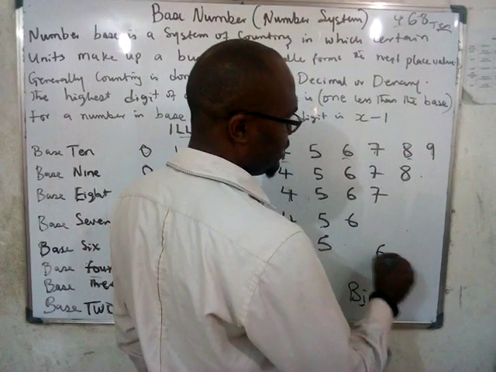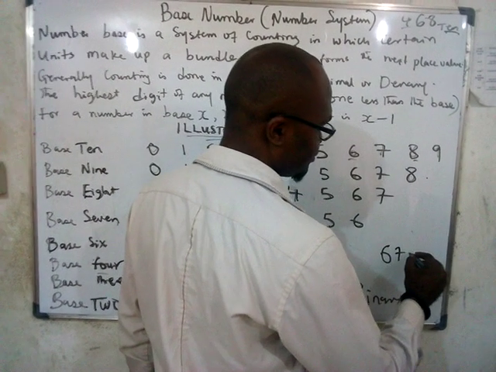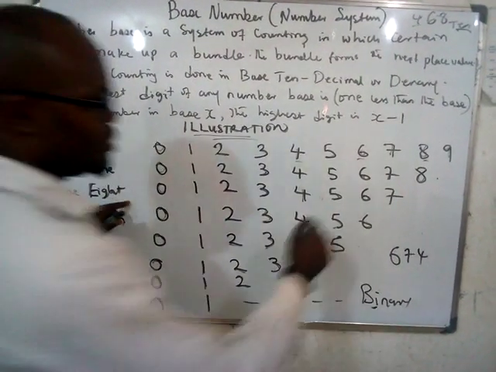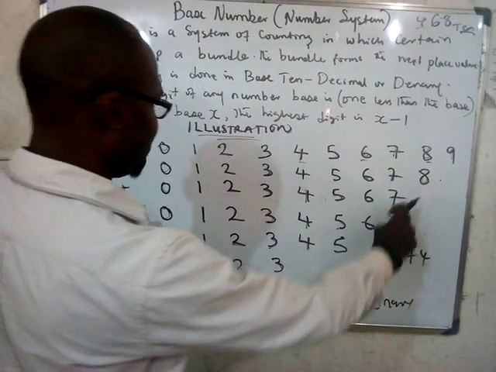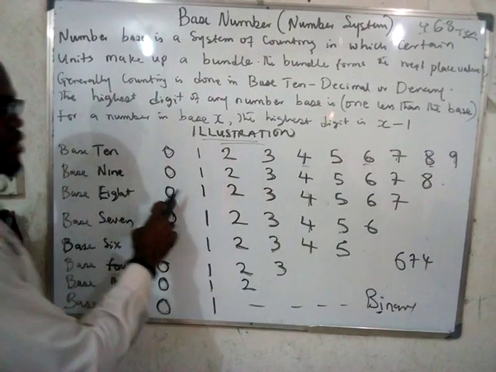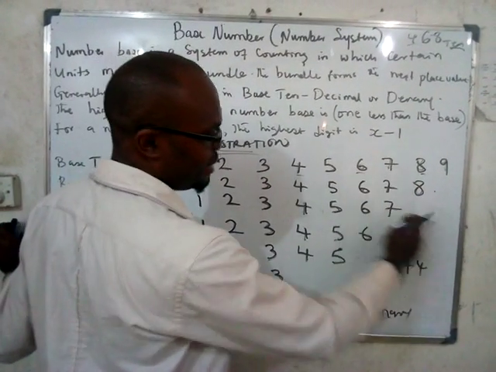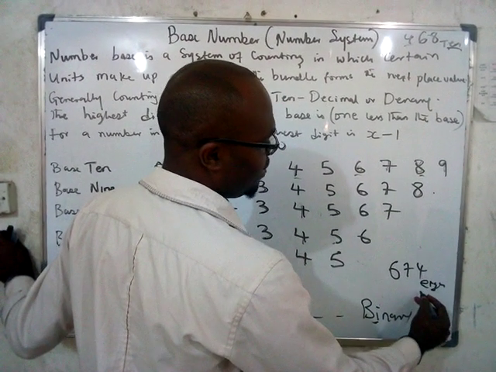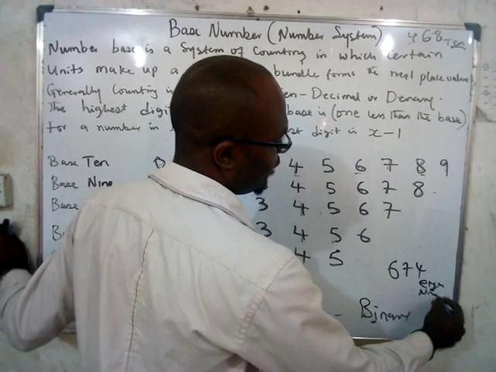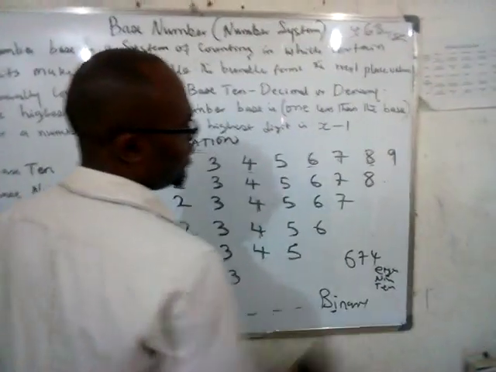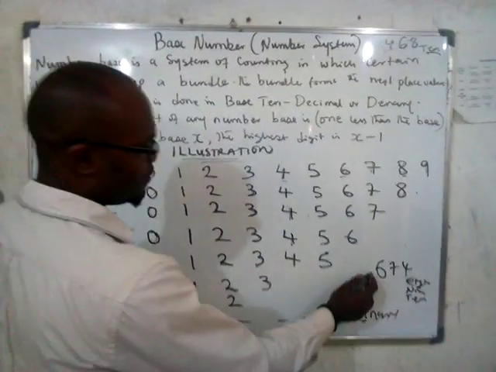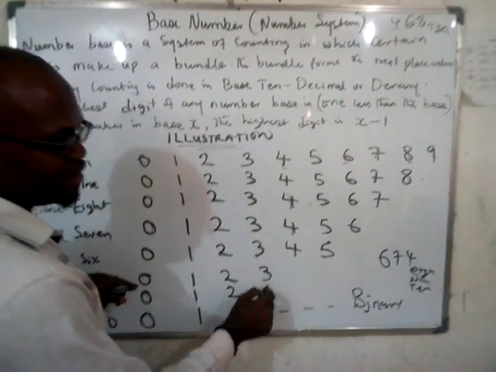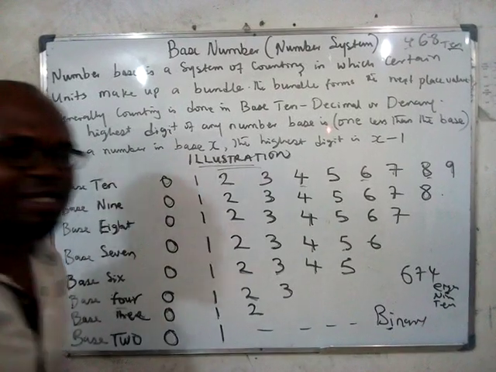What base can this number be in? Base 8. Why can it be in base 8? Because base 8 has numbers 0, 1, 2, 3, 4, 5, 6, 7. So all these digits are contained, so it can be in base 8. It can also be in base 9, and it can also be in base 10. Or can it be in base 4? No. Because base 4 comprises only 0, 1, 2, and 3, but this one has 4 and above. Is that clear? Yes, sir.